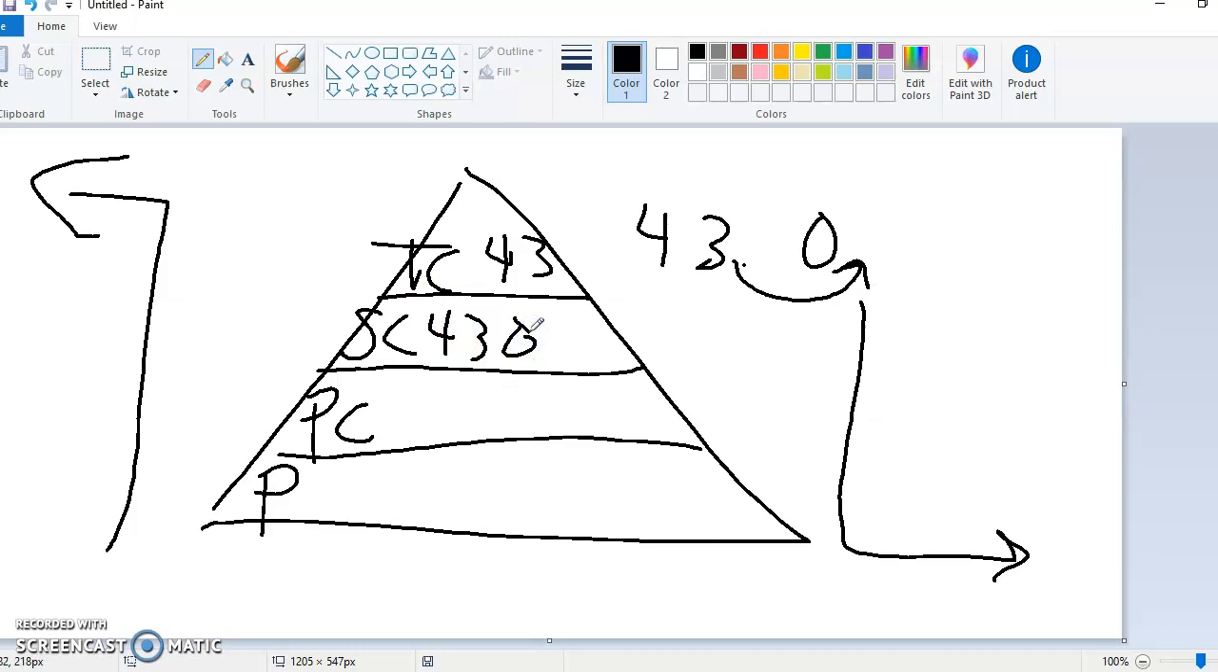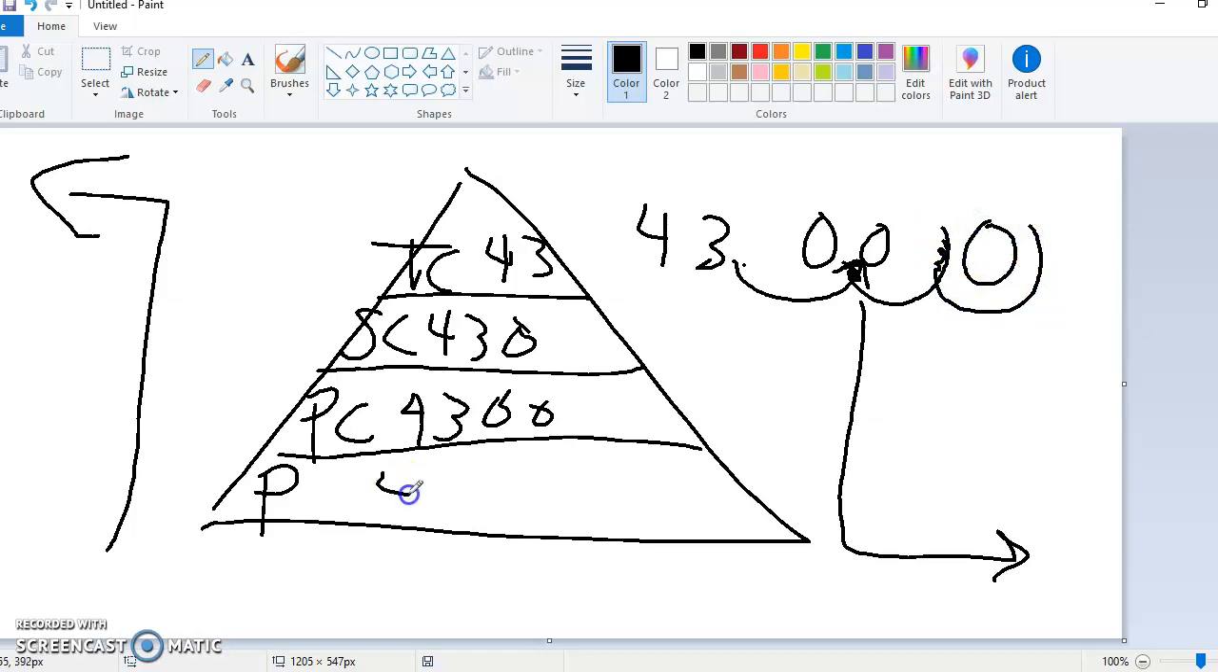So now we're going to go down one more level to primary consumer, and our decimal's going to move over one more. So now our number is 4,300. Okay, and then if we're going to go down even one more level, we've got to move that decimal one more level over. So now our number is 43,000.